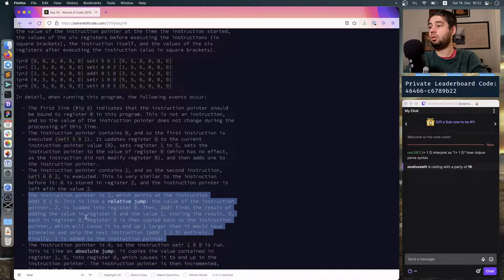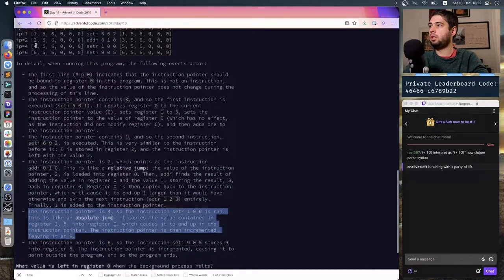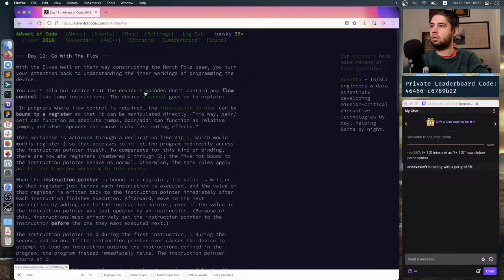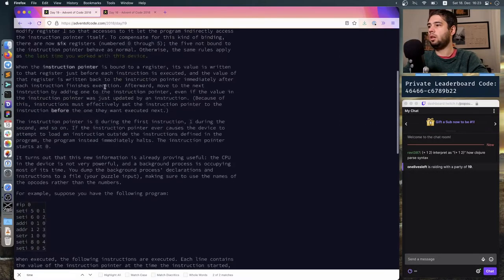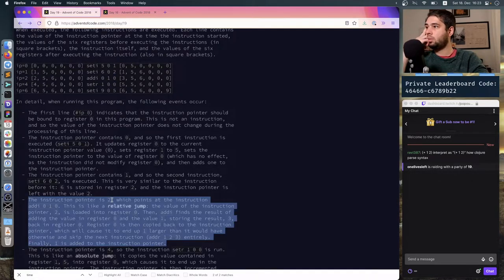The value of the instruction pointer, 2, is loaded into register 0. Then addi finds the result of adding the value. The instruction pointer is 4. So basically we have addi here. I don't remember this logic, but let's check. What is addi? Add immediate stores into register C the result of adding register A and value B. So basically here it means take the value from 0, add 1, and write it back to 0, right? And okay, so the instruction pointer is 2.